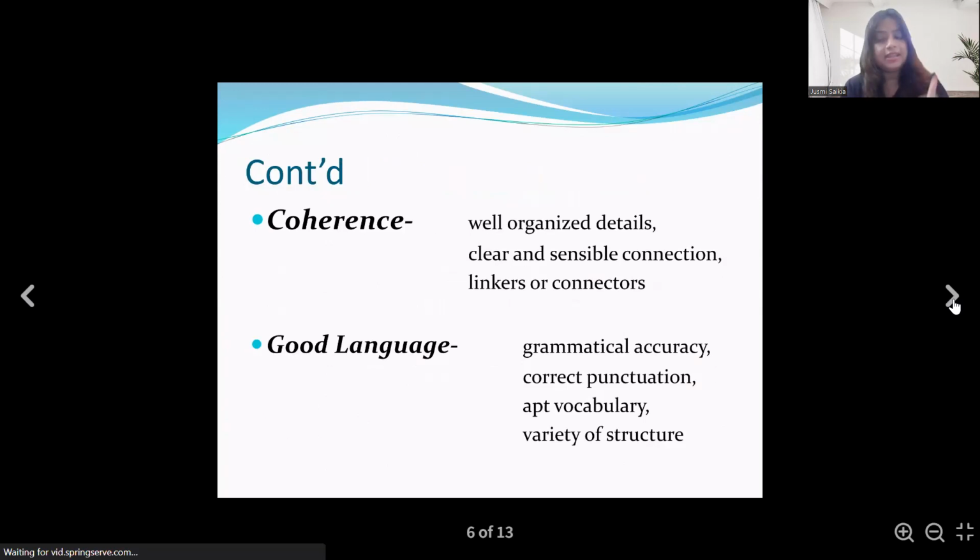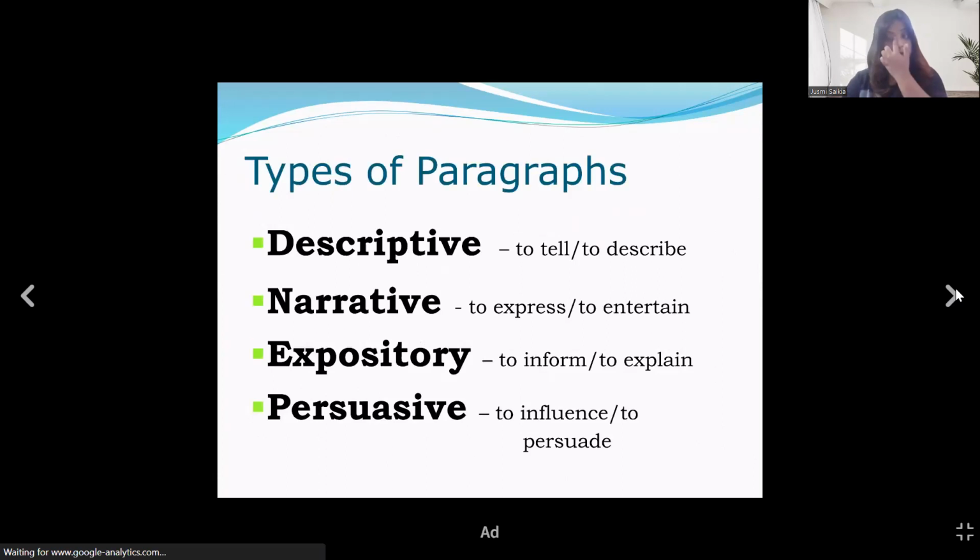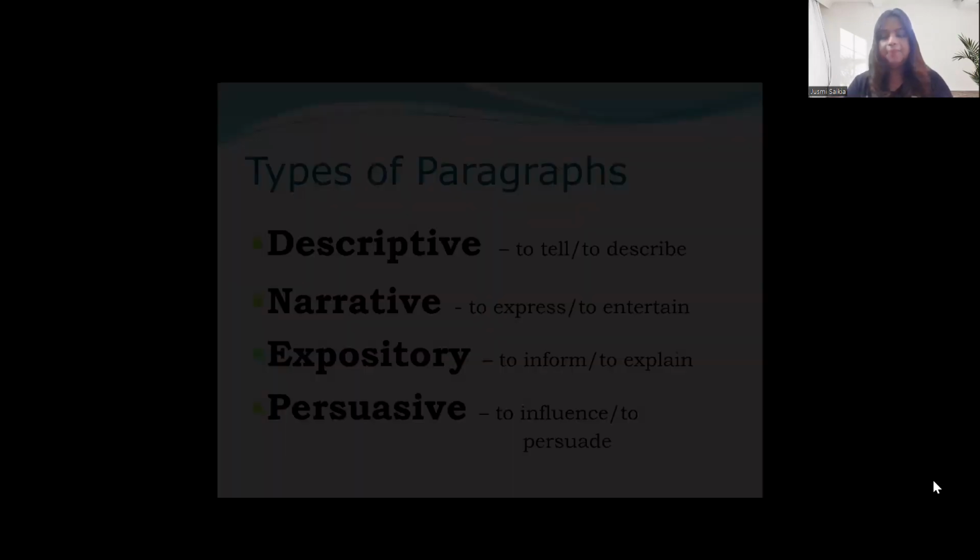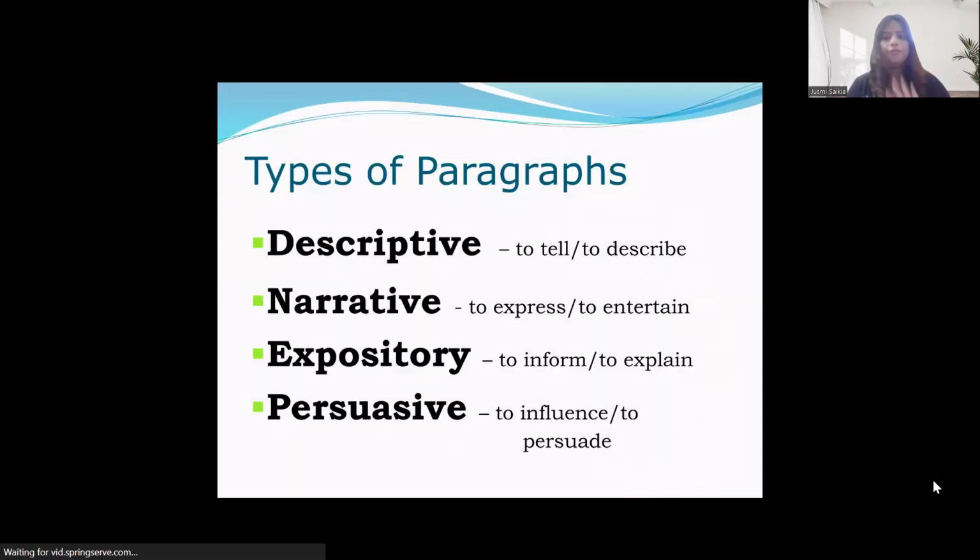Also, your language should be great. In the sense, it should be grammatically correct. You have to take care of the punctuation marks, vocabulary, and also the structure, how well you are putting the structure together. Okay, next. After that, you have to understand what the different kinds of paragraphs are. And basically, we are going to learn about 4 of them.